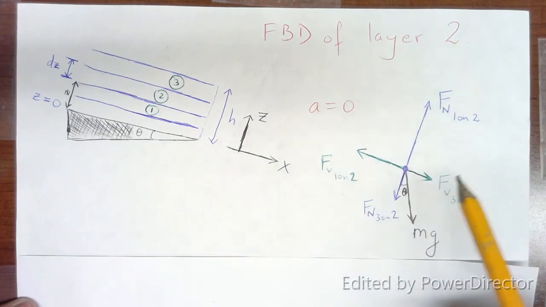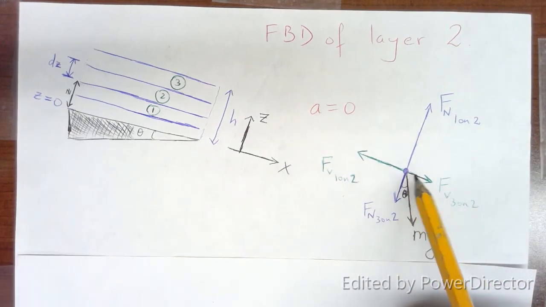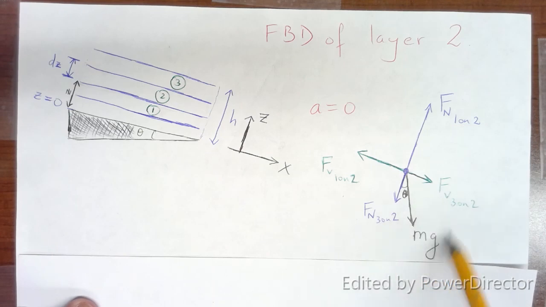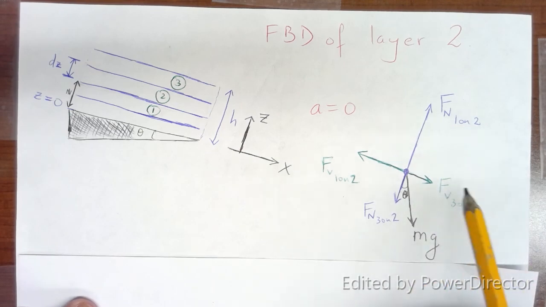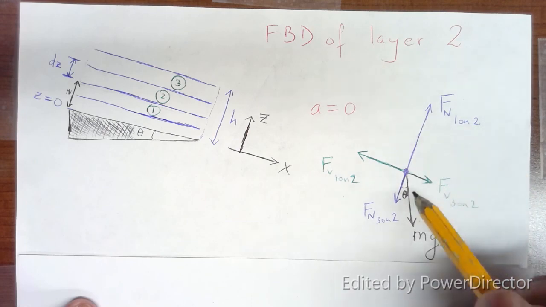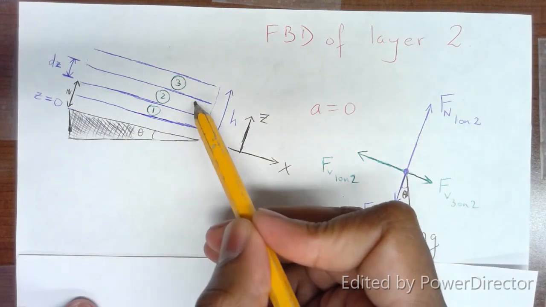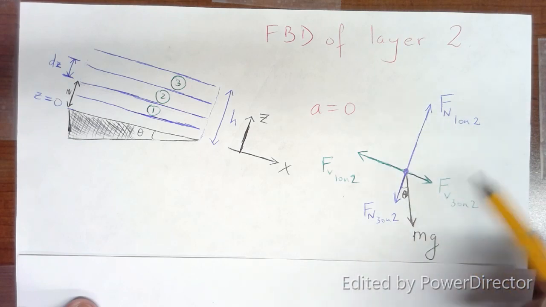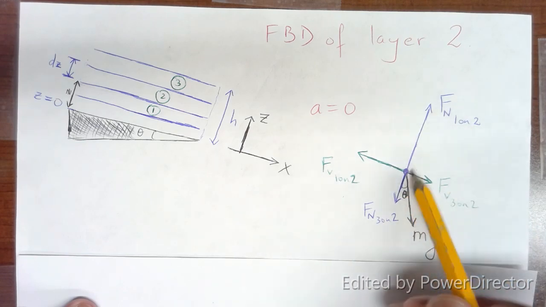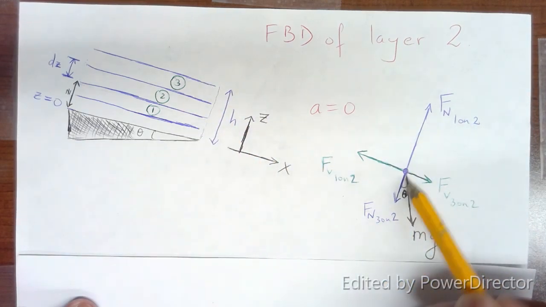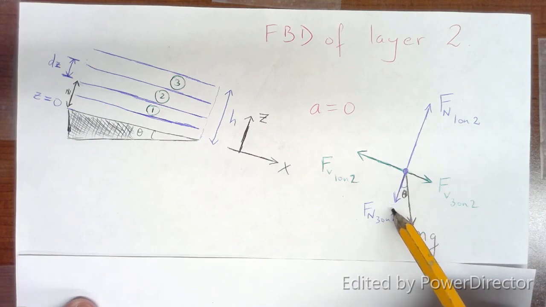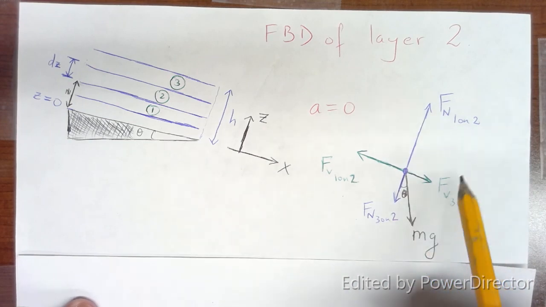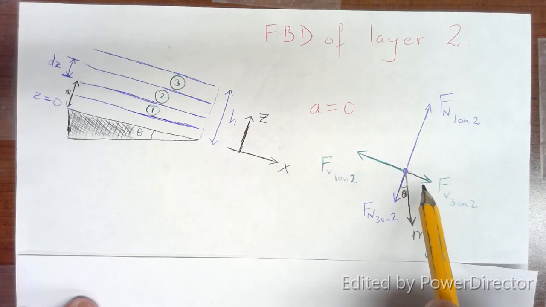Remember, acceleration is 0. So the forces on layer 2: we have the weight of the layer, which will be the gravitational force mg. We have the normal force of layer 1 on layer 2. It will be pointing perpendicular to the surface. We have a normal force of layer 3 on layer 2. It will be pointing perpendicular to the surface and downward. We have the viscous force. So it's V for viscosity, not for velocity.